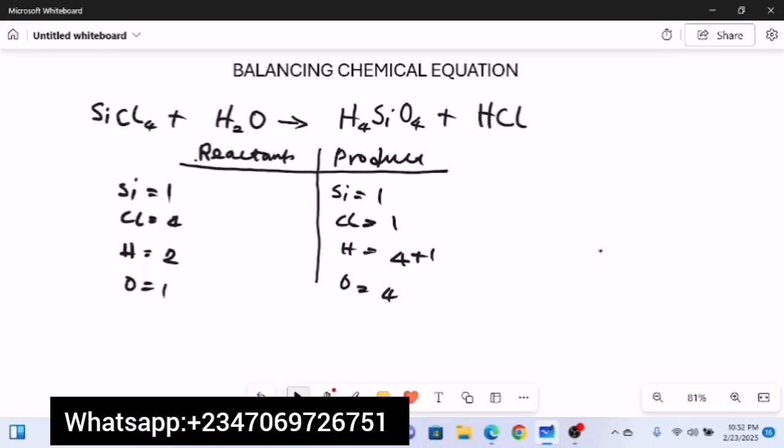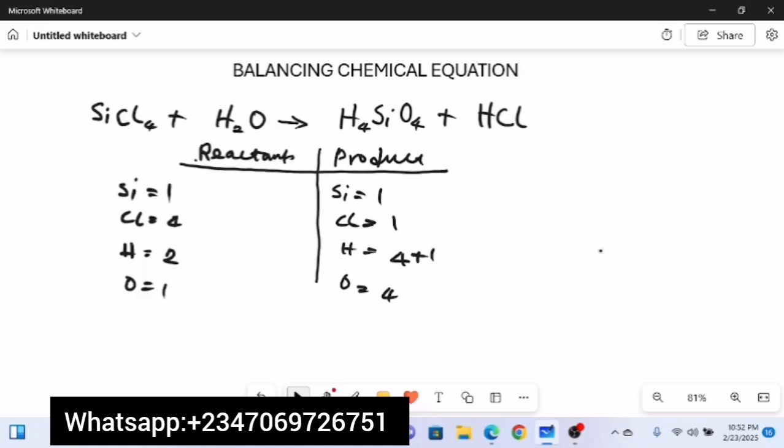So let's see what is missing. Silicon is balanced. Chlorine is 4 on the reactant and 1 on the product, so that's not balanced. Hydrogen is 2 on the reactant and 5 on the product, also not balanced. Oxygen is 1 on the reactant and 4 on the product, also not balanced. So let's start by balancing.